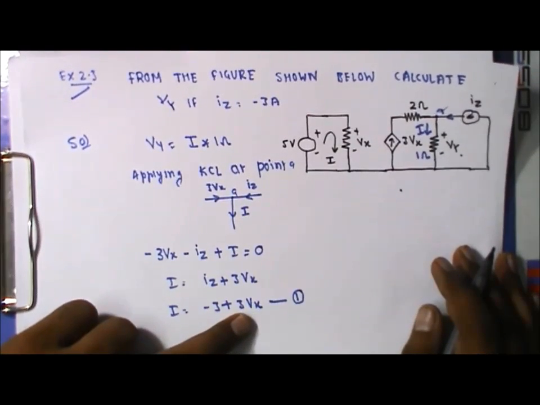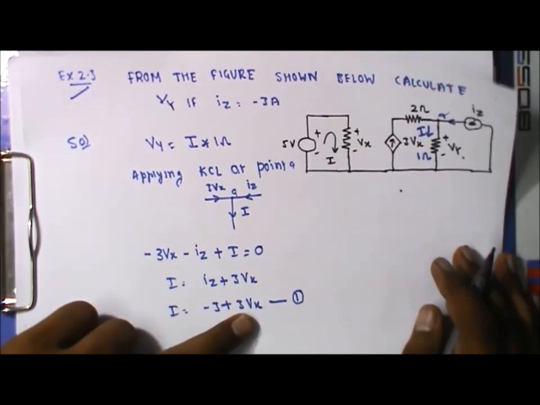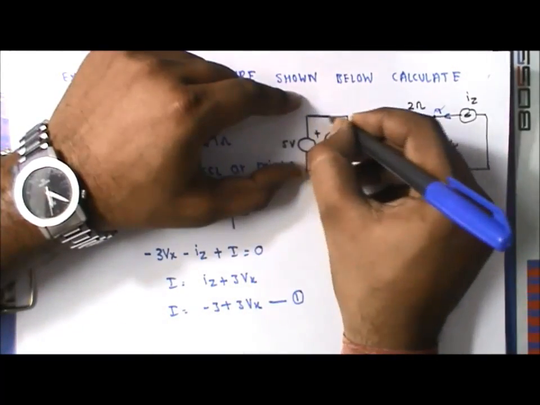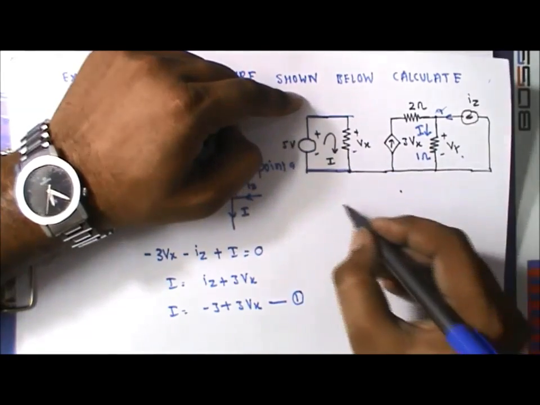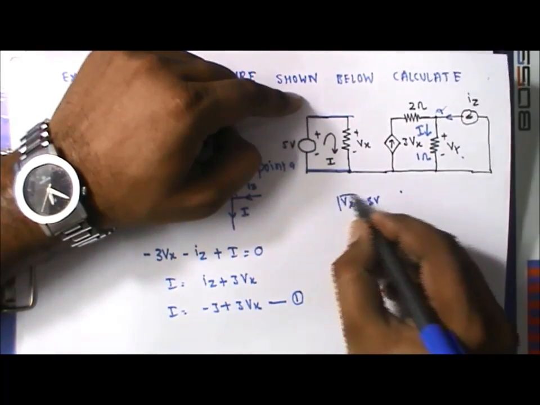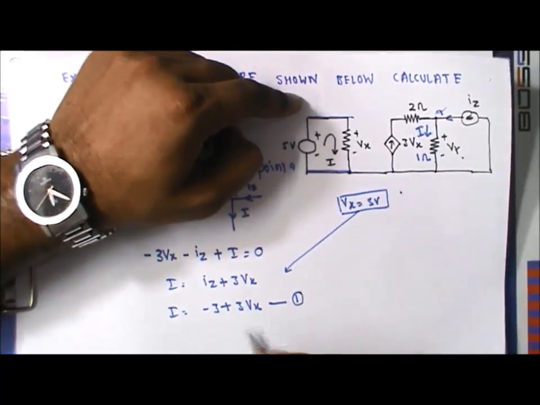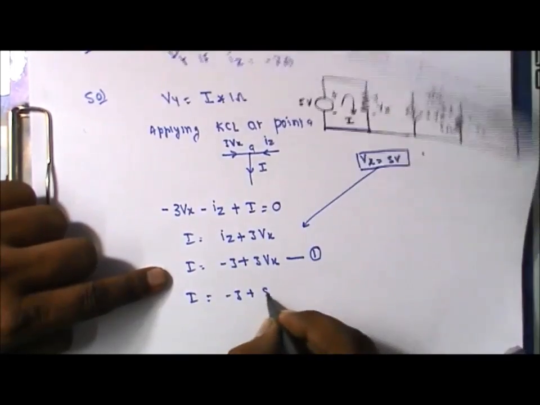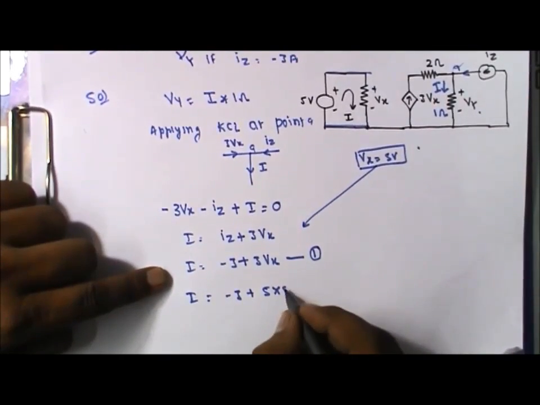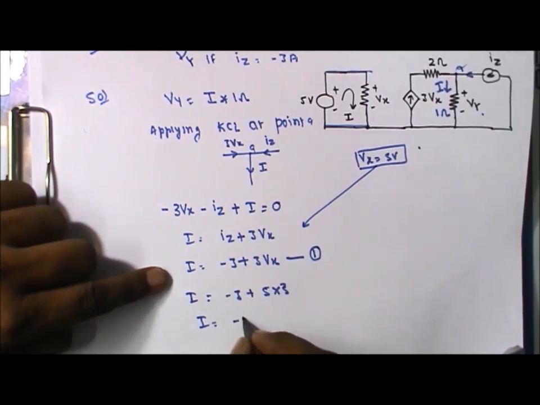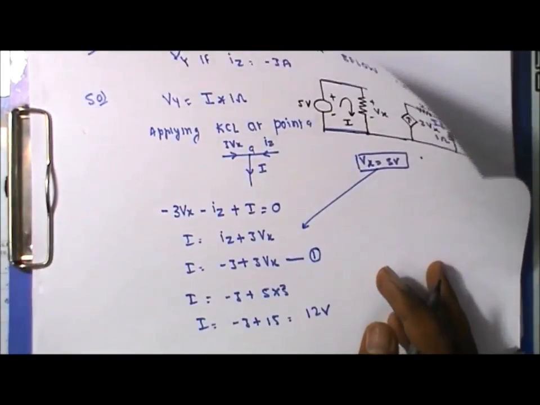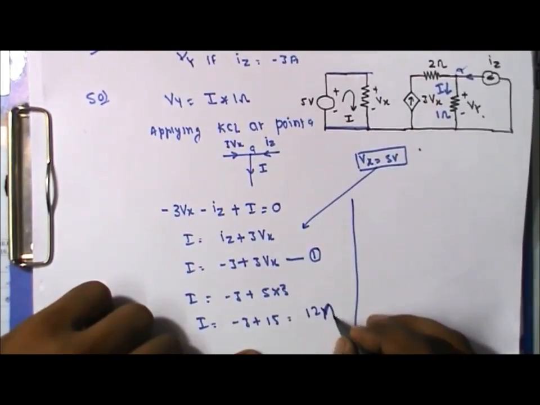But here there is a dependency on Vx. How can we calculate it? It can be easily seen that in this circuit this 5 volt source is in parallel with this voltage Vx. So we can observe that Vx equals 5 volt. Put this value in this equation, then we can calculate the value of I. I equals minus 3 plus 5 into 3, so I equals minus 3 plus 15, it should be 12 ampere.